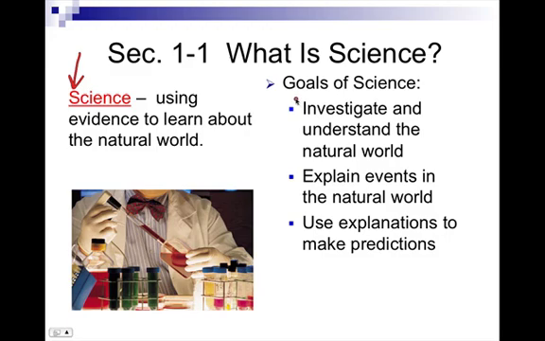And there are 3 goals. Goal number 1 is to investigate and understand the natural world. Goal number 2, explain events in the natural world. And finally, goal number 3, use explanations to make predictions. And all of the different branches of science are going to focus on these 3 goals when they are doing some sort of experiment.